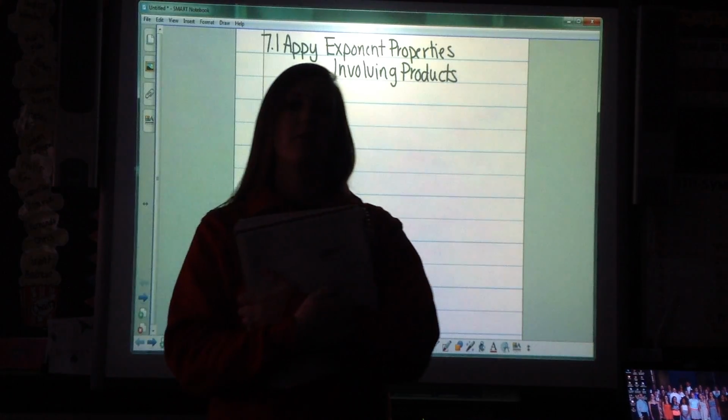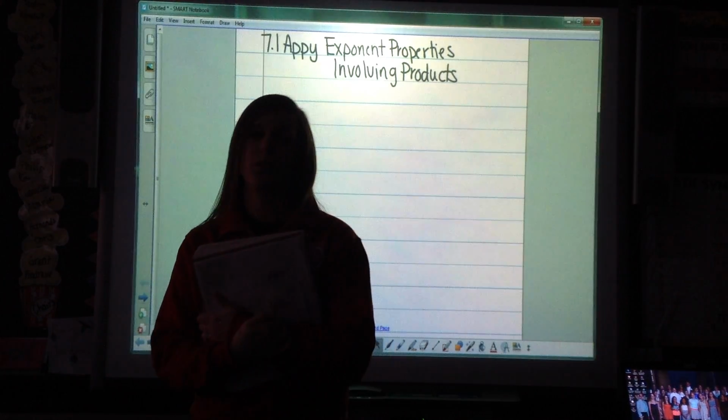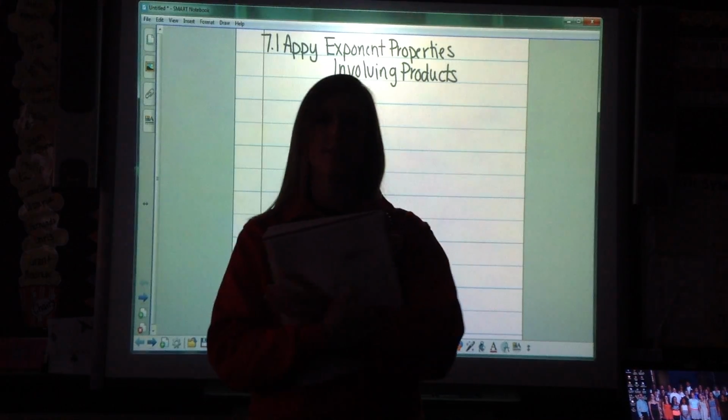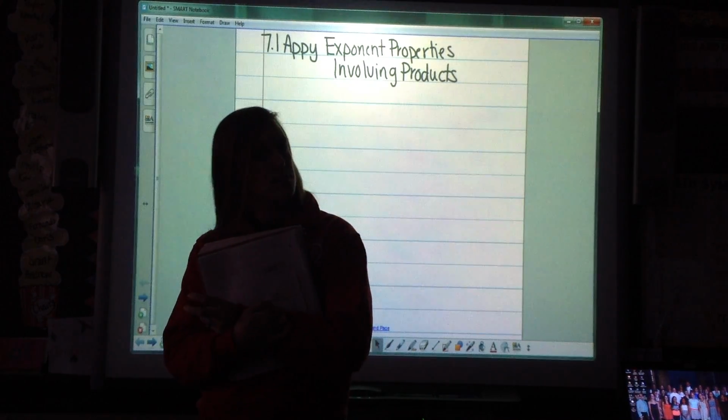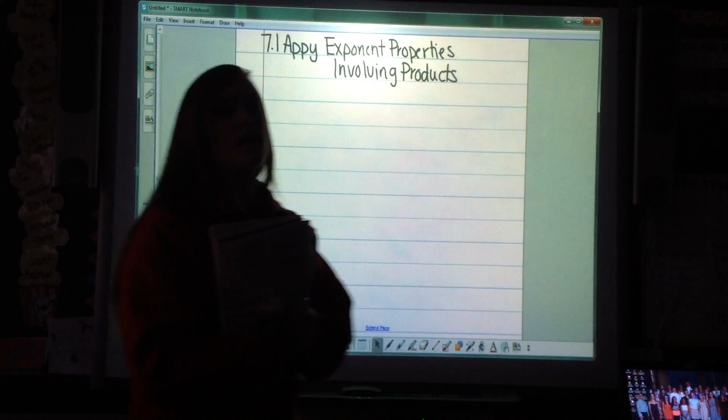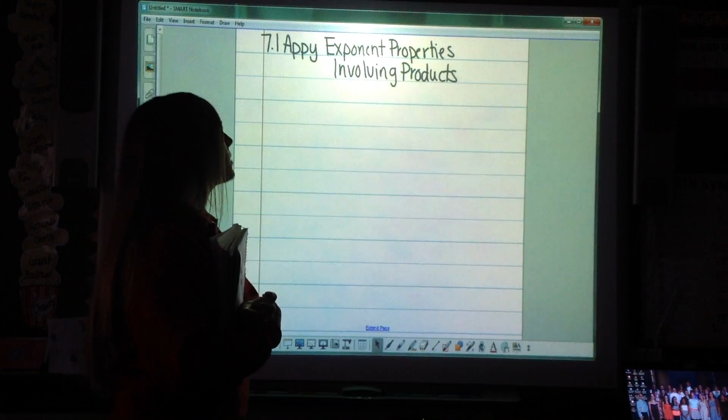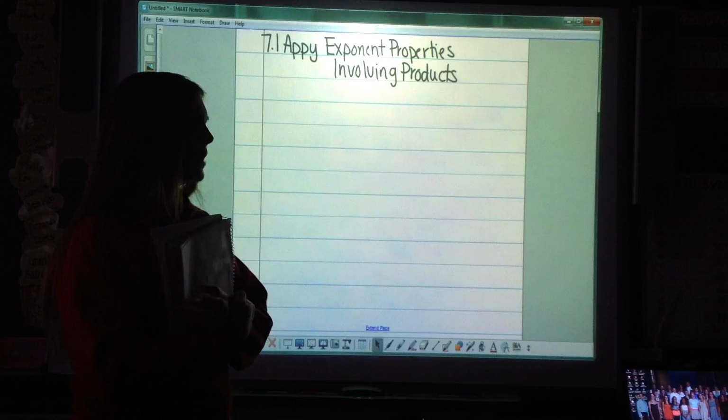We're going to be working with variables as bases and exponents, and we're going to be learning how to multiply and divide variables with exponents. So today we're going to focus on multiplying. Apply exponent properties involving products, meaning multiplying.